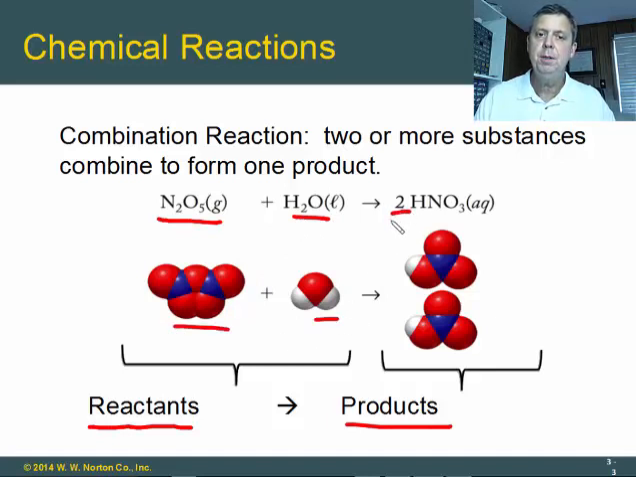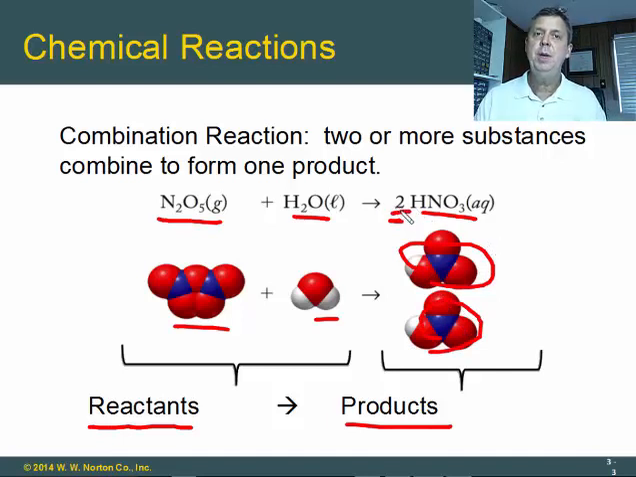When we have two of something, this is two nitric acid molecules, this means that we have two molecules that are being produced in this case. So keep in mind that's not part of the formula. It's just saying we have two of that atom or molecule or ion, whatever it's showing.